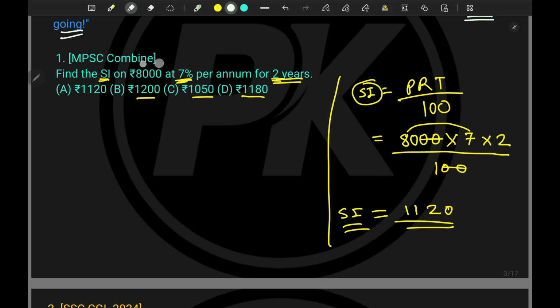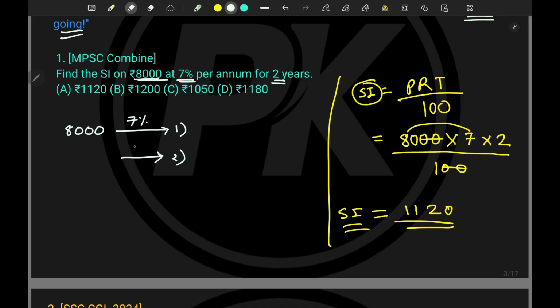So now I'll just erase it here so that we can remark it again. Here, what I said is that simple interest is always calculated on the principal amount. So here the principal amount is 8,000, at 7% per annum. For how many years is it given? For 2 years. So this is the first year, this is the second year, right?